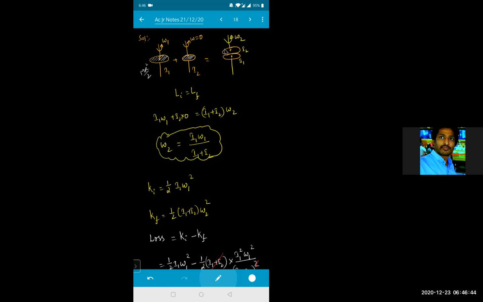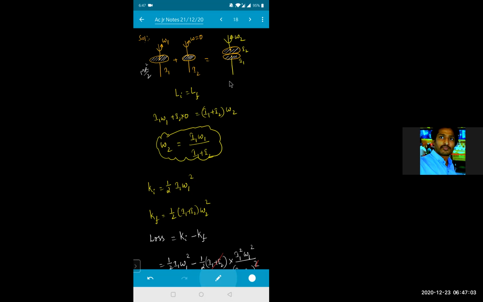Now you are keeping this one above the other. So when you are keeping one above the other coaxially, the angular velocity from omega 1 will change to omega 2. Now the moment of inertia, both of them are added here, I1 plus I2. They are kept one above the other.